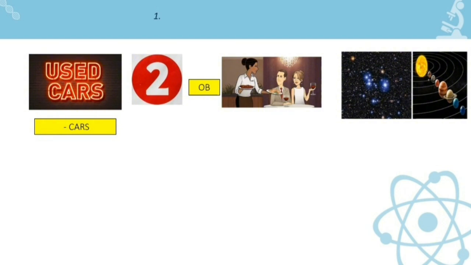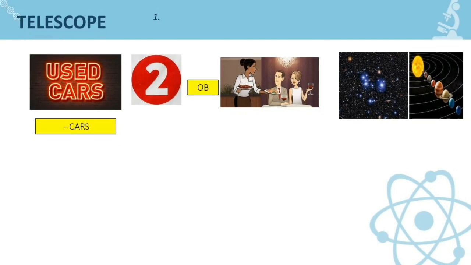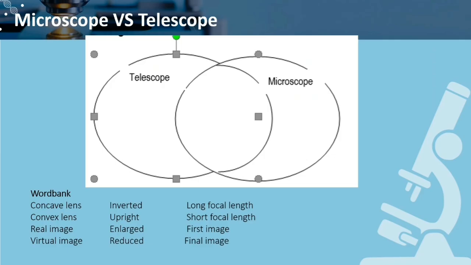Another. Yes, Basti. Very good. Used to observe stars and moons. And what is this, class? A telescope. Very good, class. You understand our discussions very well.